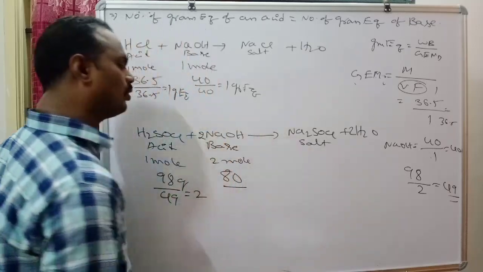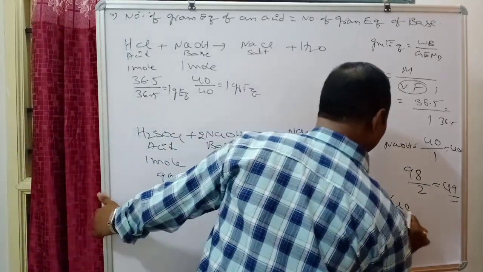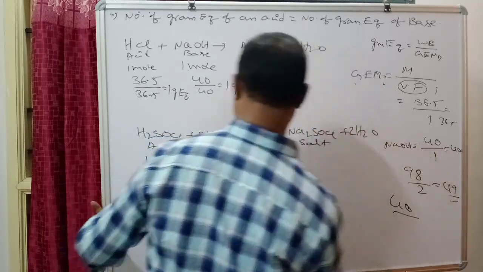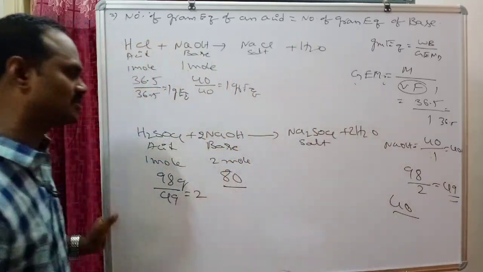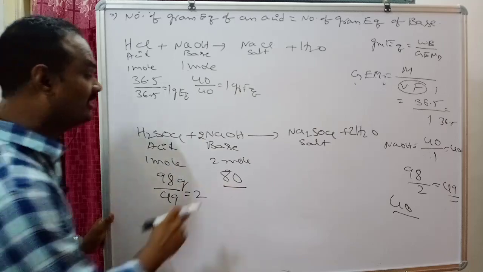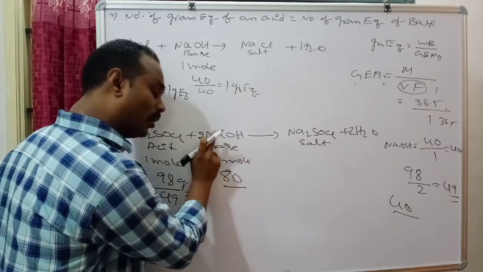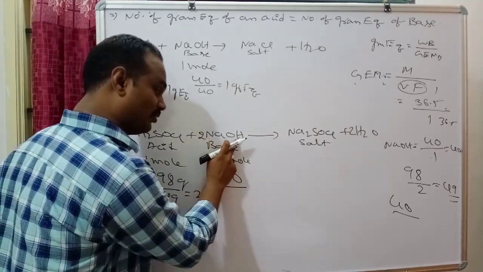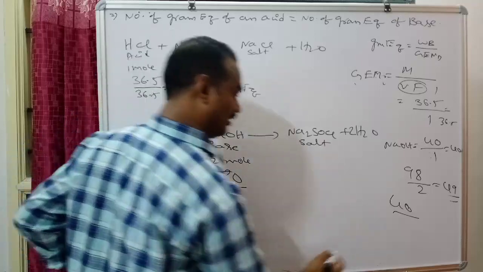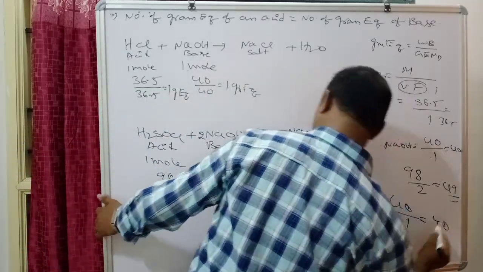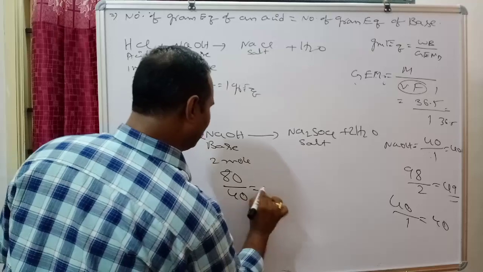Now for NaOH, molar mass 40, and only one OH can be released by each NaOH. That's why acidity is 1. One OH releases, so the acidity is 1, that is the valency factor 1. 40 by 1 is only 40, and 80 by 40 equals 2.